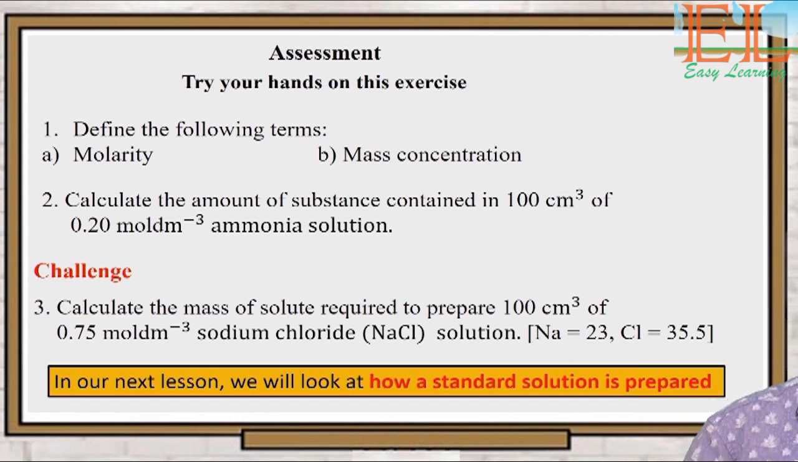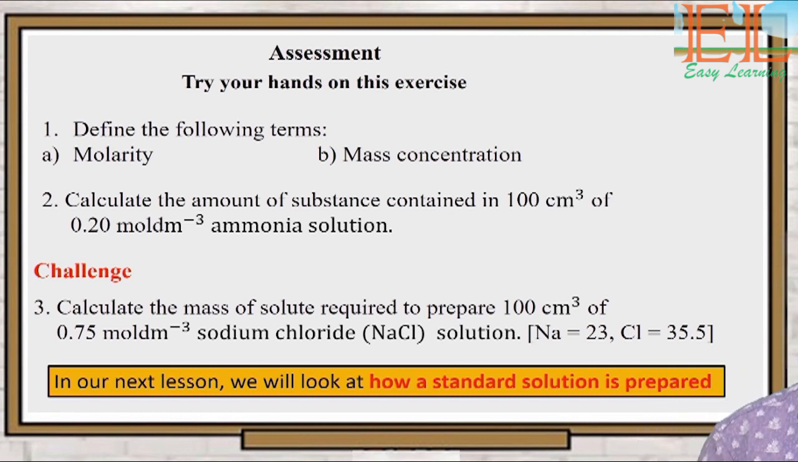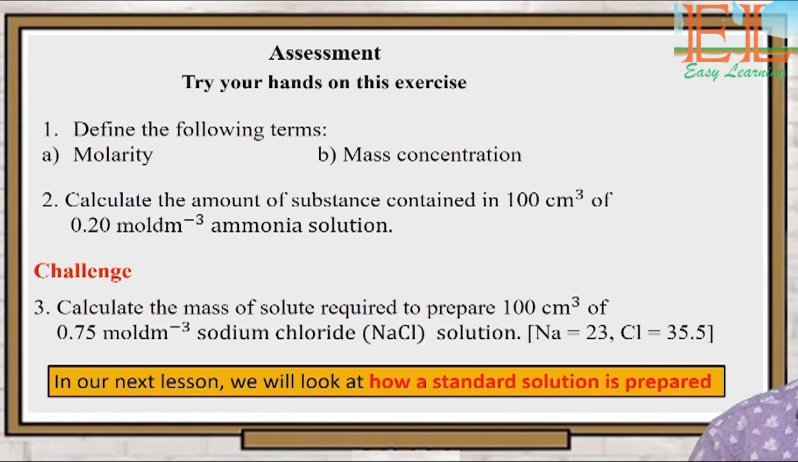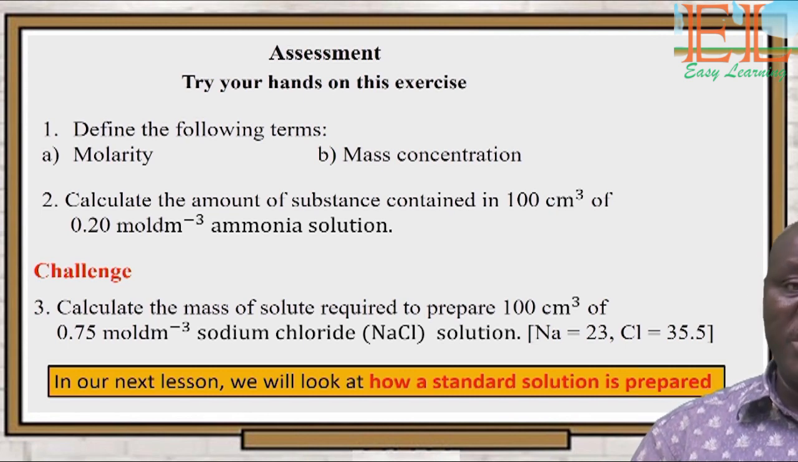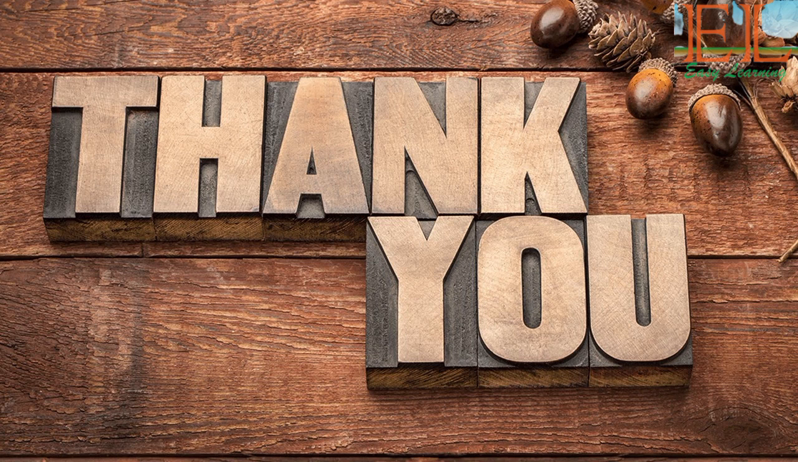Now, let us look at our challenged question for today's lesson. And that is question 3. It reads, calculate the mass of solute required to prepare 100 cm cube of 0.75 mole per dm cube sodium chloride solution, given that the relative atomic mass of sodium is 23 and the relative atomic mass of chlorine is 35.5. In our next lesson, we will look at how we prepare a standard solution.